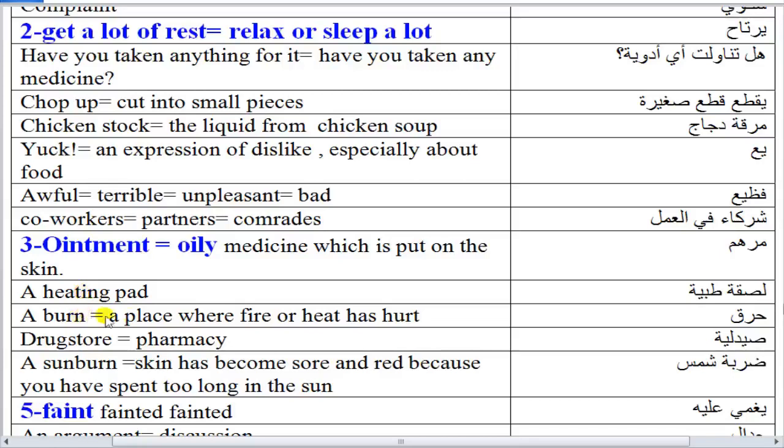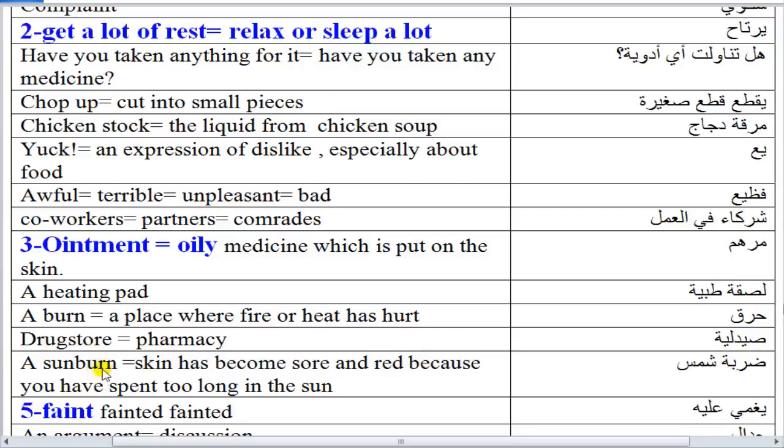A burn, a place where fire or heat has hurt. Drugstore, pharmacy. A sunburn, skin has become sore and red because you spent too long in the sun. Sunburn.